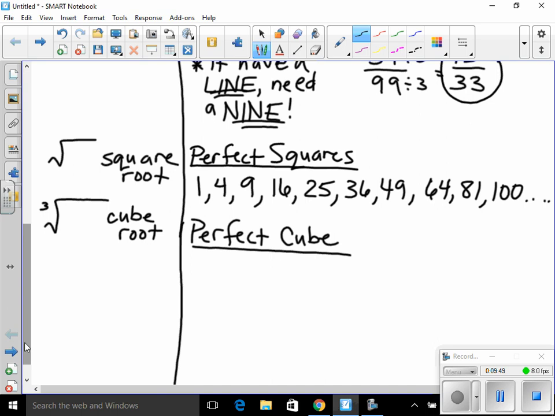Okay, now for perfect cubes, it's not just the number times itself, it's the number times itself 3 times. So 1 times 1 times 1 is 1. That's why 1's always a perfect everything. And then 2 times 2 times 2, or 2 cubed, is 8. 3 cubed, 3 times 3 times 3 is 27. 4 cubed is 64. 5 cubed is 125. 6 cubed is 216. And you can keep going.